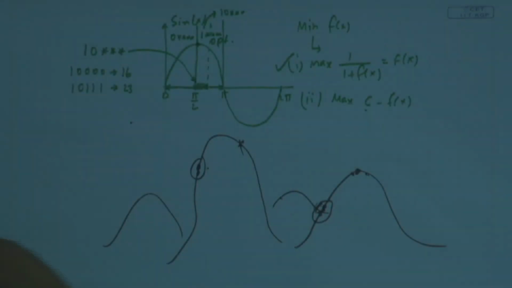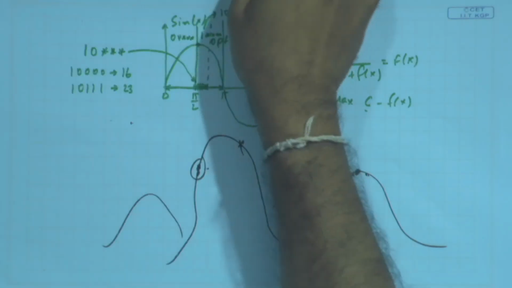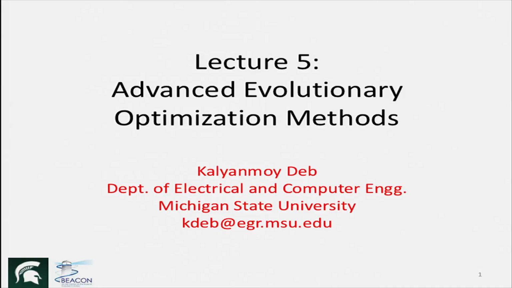Okay, so we'll now start with lecture 5, where we'll talk about advanced methods. So far we only looked at binary coded GA and some theoretical underpinnings of why they should work, and then some example problems where we have applied them and showed you their broad applicability, right?